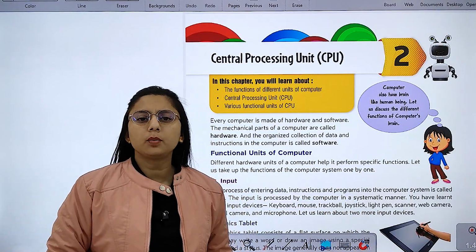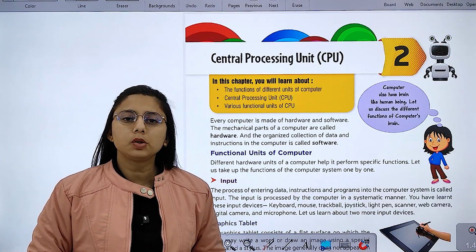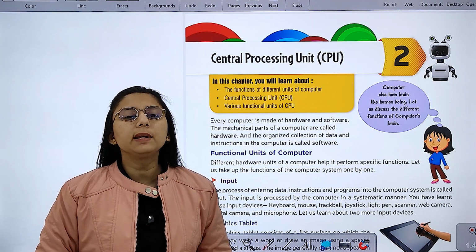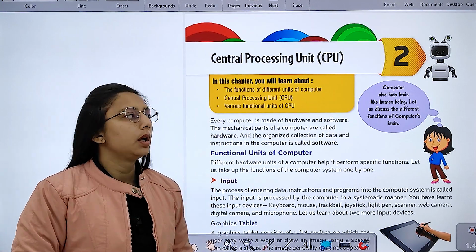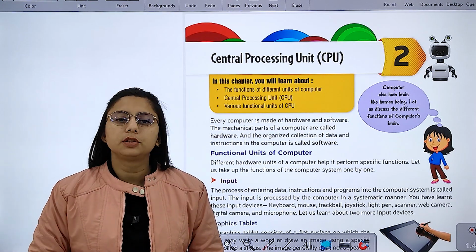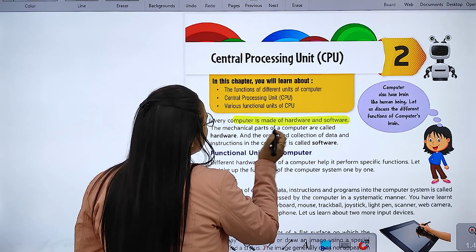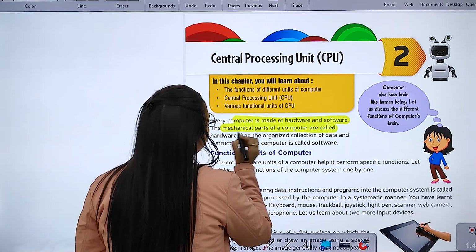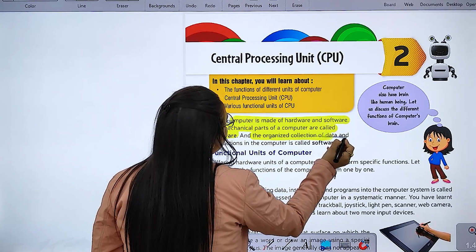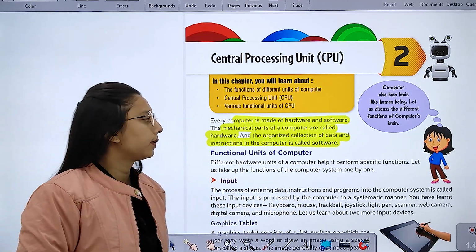Now today let's start with chapter number 2, that is CPU, Central Processing Unit. What we call it the brain of our computer, right? So let's study about its functions and different functional units. Now every computer is made up of hardware and software. The mechanical parts of a computer are called hardware. An organized collection of data and instruction is called software.